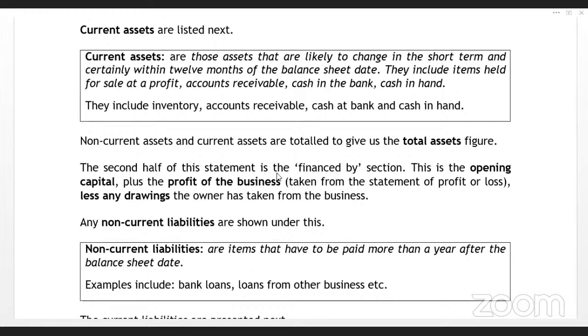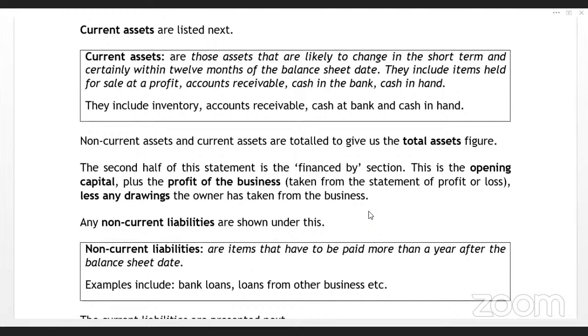So we have to show the equity part. We get our opening capital, we add the profits, then we list the drawings if they are there, because sometimes the owner of the business may take out some goods. The goods taken out of the business and the cash withdrawn for private use will reduce the capital of the business.